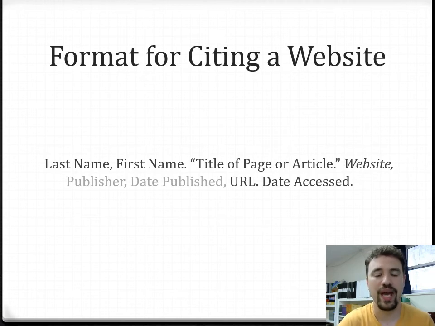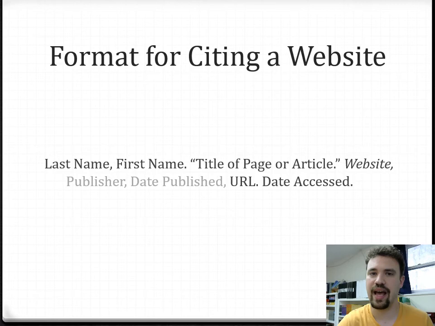The title of the page or article is going to go in quotation marks, just like the title of the article would with a journal. And then the website title is going to be in italics, just like the title of a journal would. After the website, you're not going to put a period, you're going to put a comma, and then include the publisher and date published if it's available, and then the URL.